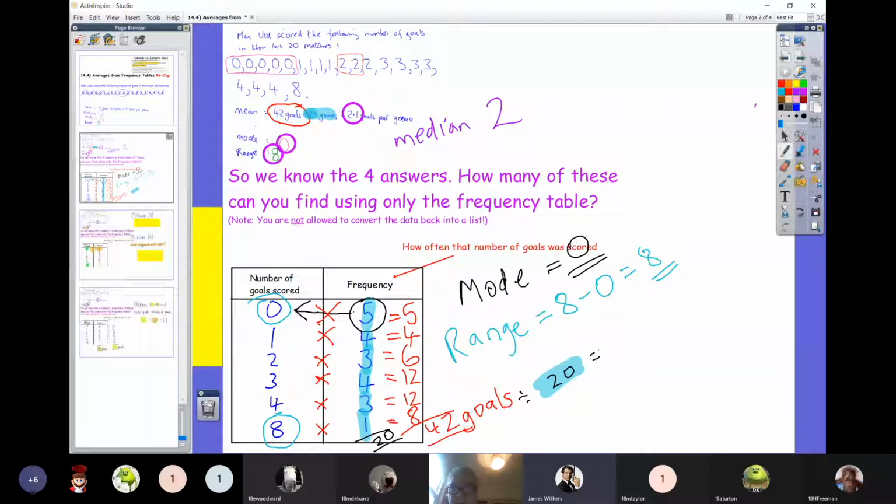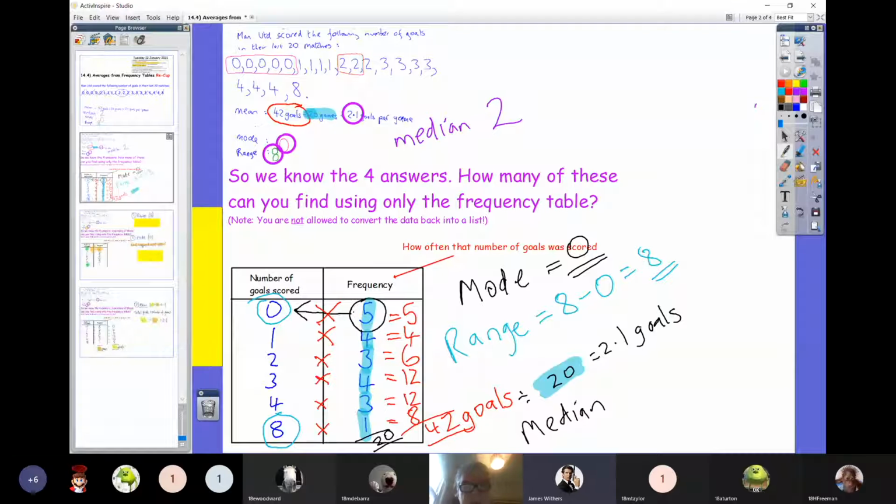Now, the median is the hardest one to work out. Remember the median? The median means the middle number of goals. So we've got to find the middle match. Now, there are 20 matches. Halving it, half of 20 is 10. So we really want to work out how many goals were scored in that 10th or that 11th match, okay? Because half of 20 is 10, so we want the one just after that.